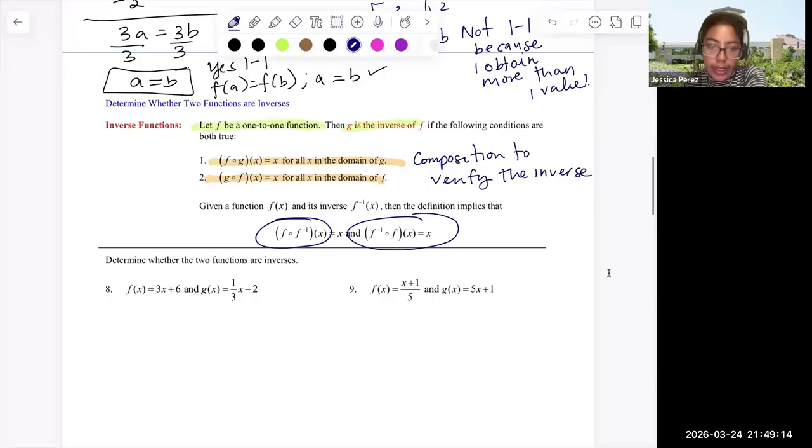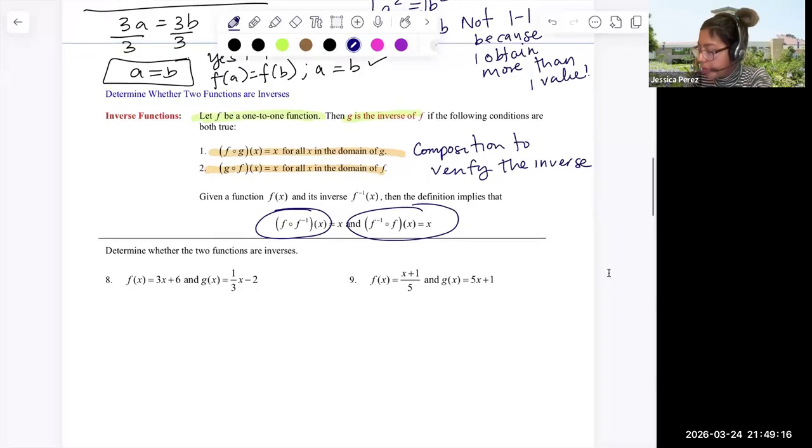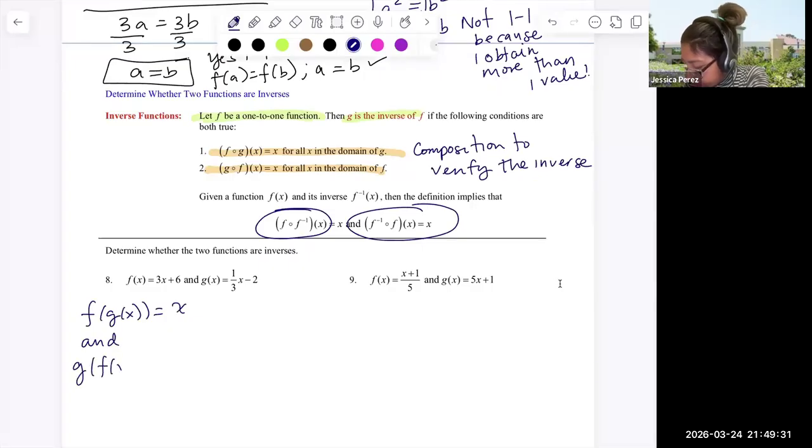So we should end up with an x. So we want to determine whether the two functions given are inverses. Remember, we want to show that they are inverses, so we have to show that f of g of x is equal to x, and g of f of x is also equal to x. That's what we want to show.